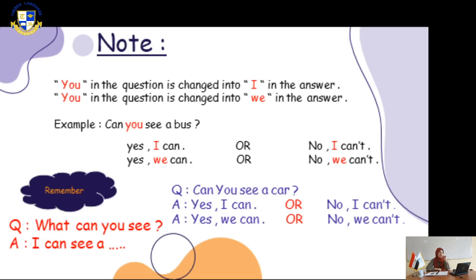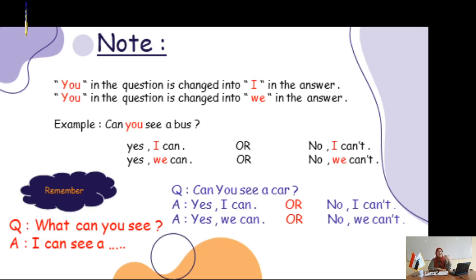No, we can't. But when I say to you, what can you see? I'm asking about something you are seeing. So, what can you see? You will answer, I can see a bus, I can see a board, I can see a cat, I can see a dog. So, you are going to give me a full sentence, not yes or no, because I'm using the word what. What can you see?